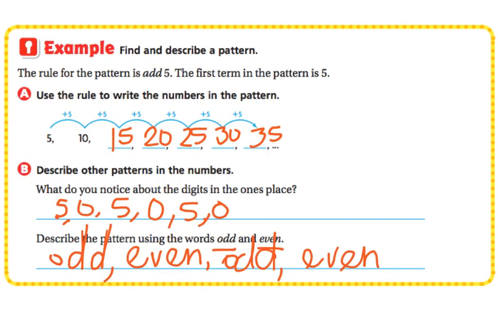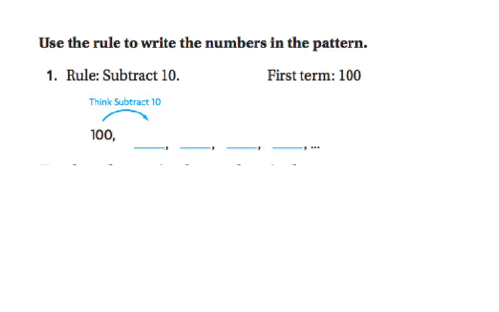Let's look at another problem. This time, our rule is that we are subtracting 100. Sorry, I didn't read it right. We're subtracting 10, but our first term is 100. So if I'm at 100 and I'm supposed to subtract 10, it would go down to 90, then 80, then 70, then 60. I'm just subtracting 10 each time. Let's look at the next one.